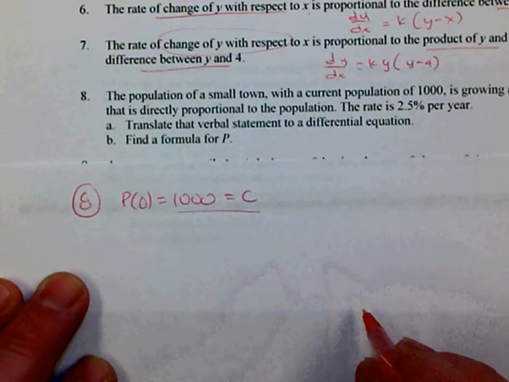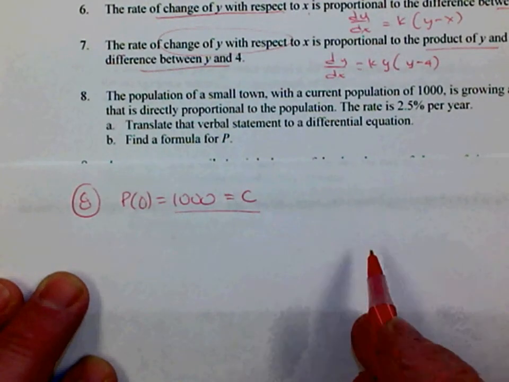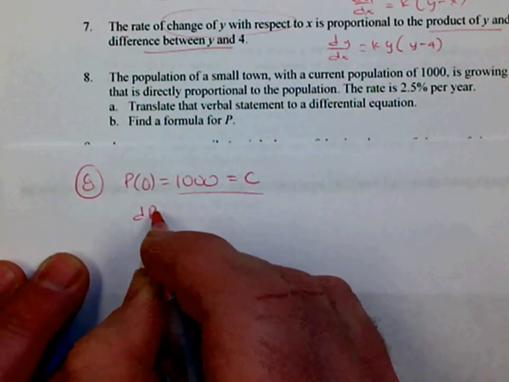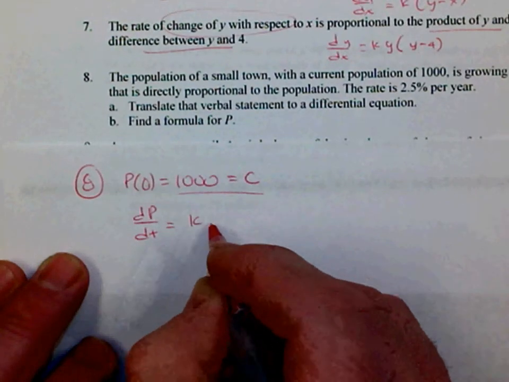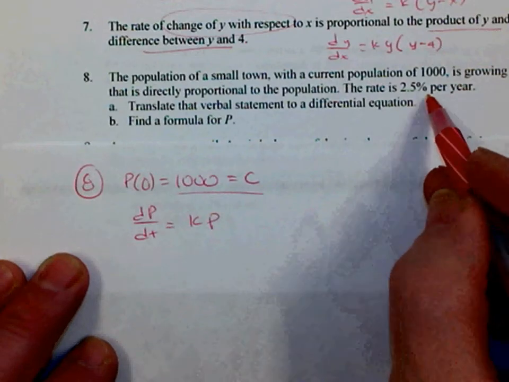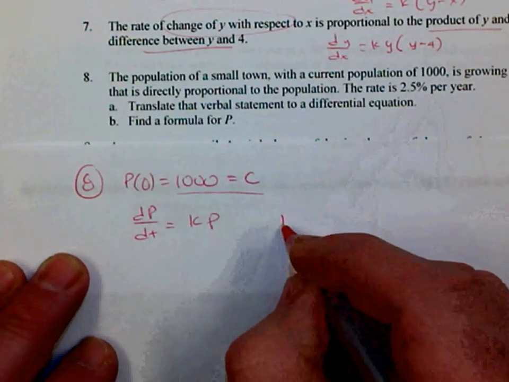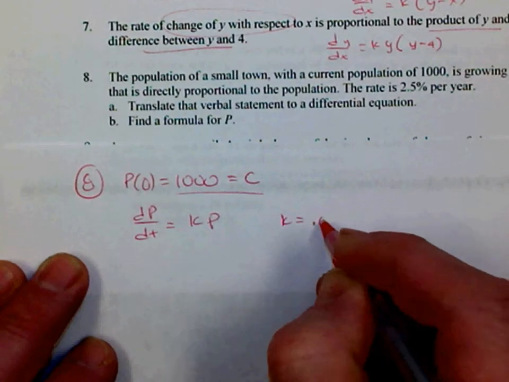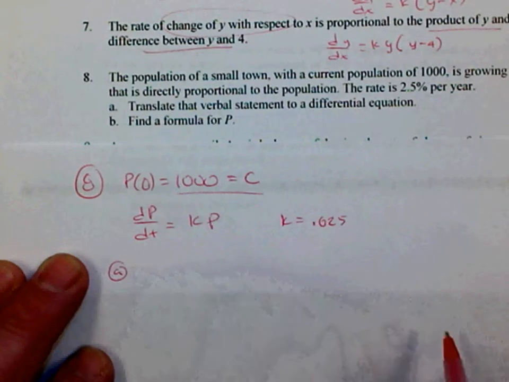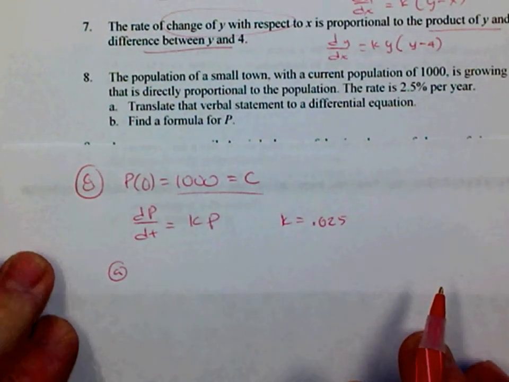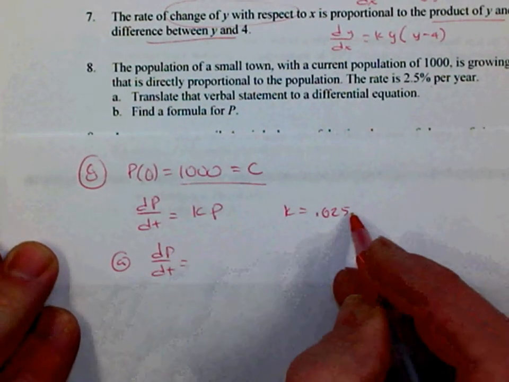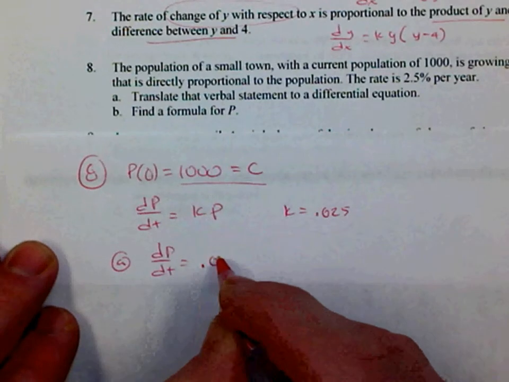We know that the rate is directly proportional to the population, meaning that dP/dt will equal K times P. And they give us the rate. K is 0.025. Therefore, we want to translate this verbal statement into a differential equation. We'll know that dP/dt equals, substitute in here, 0.025 times P.